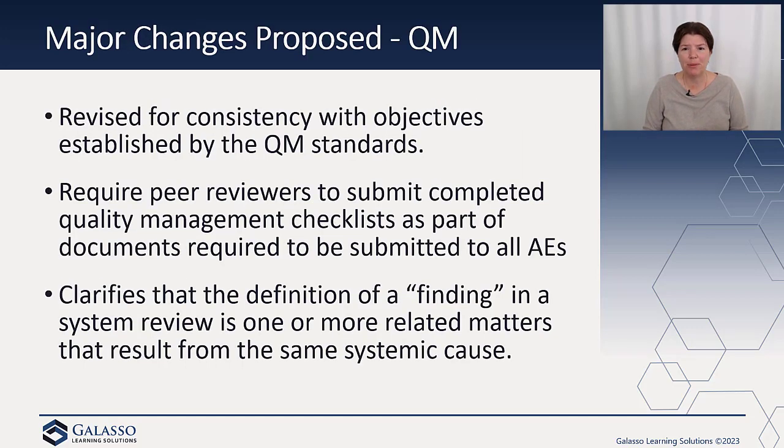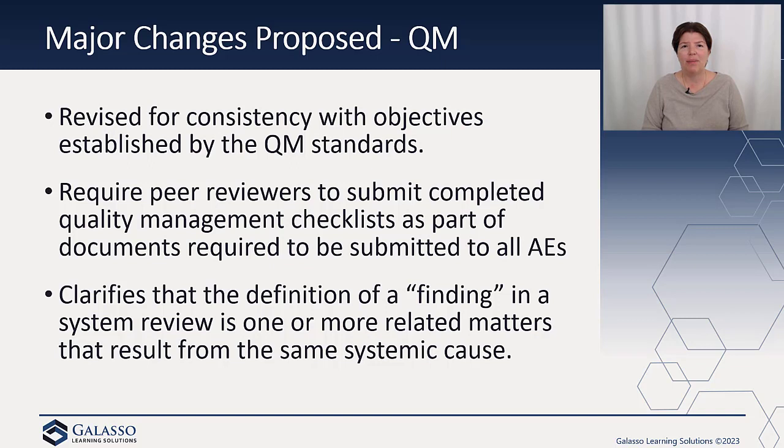So what are they proposing to do? Well, they are proposing on the quality management side to revise several paragraphs for consistency with the objectives established for quality management. So from quality control to quality management, we have some changes that need to be incorporated throughout the peer review guidance, and so they're going to make those changes. It's also going to require peer reviewers to submit completed quality management checklists as part of the documents that need to be submitted, and so this is not surprising here. As we have these changes, this is something that they would want to make sure they're taking a look at.